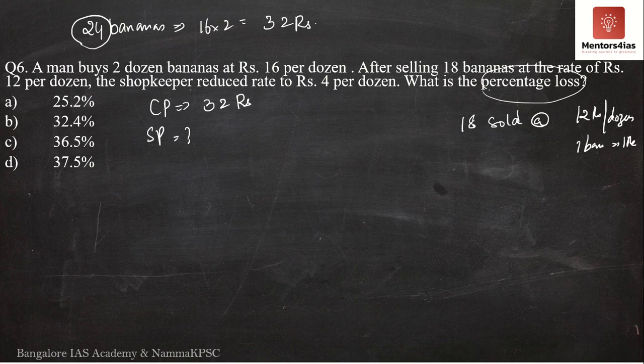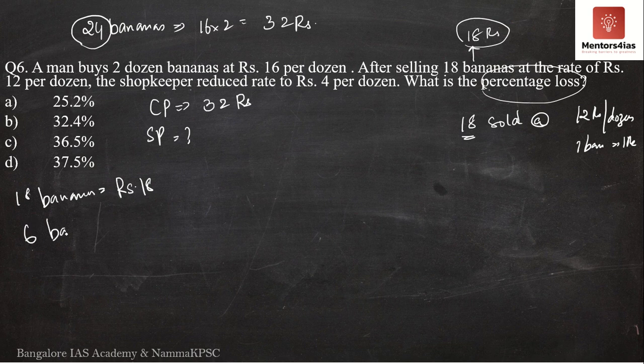Therefore 18 bananas will cost 18 rupees. So we will write here, 18 bananas cost rupees 18. Now we have to determine the selling price of the remaining 6 bananas, because we need the selling price of 6 bananas.